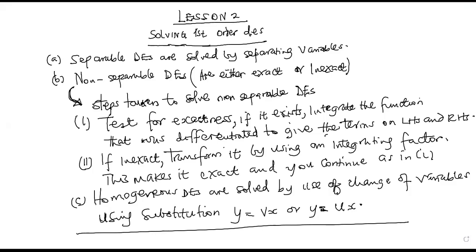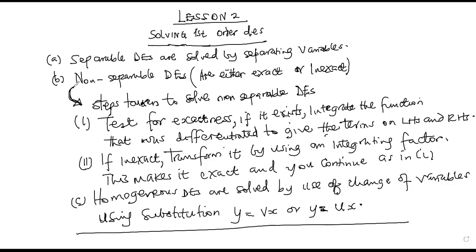Now, under first order differential equations, we look at three types. And the first one is separable differential equations. When they are separable, it means that by separating the variables, the ones which are the same, you put them one side. So by separating variables, you can solve these equations very easily.